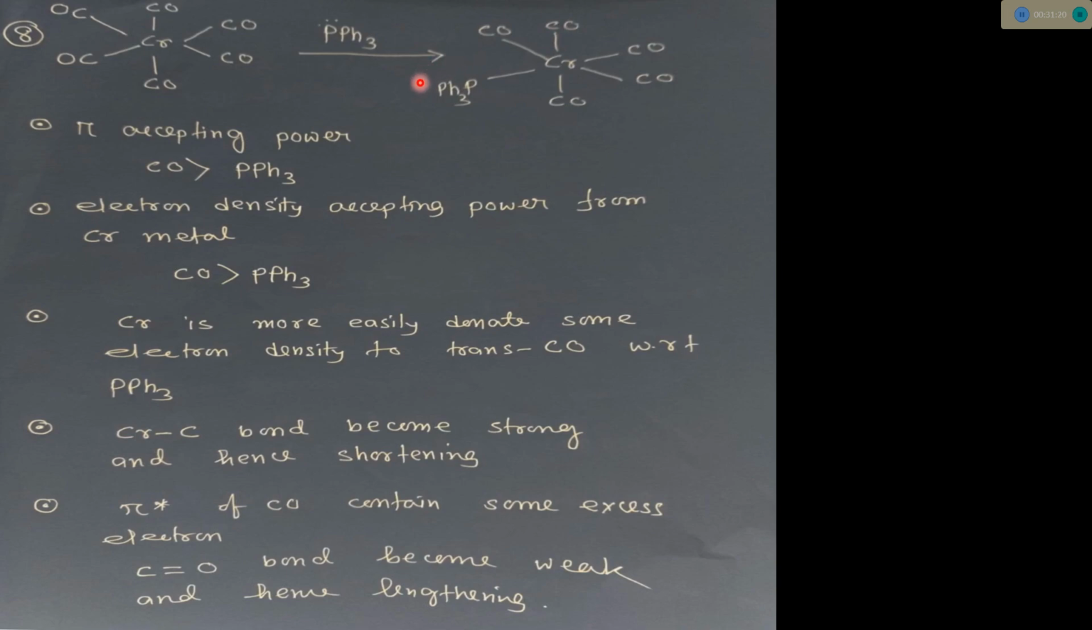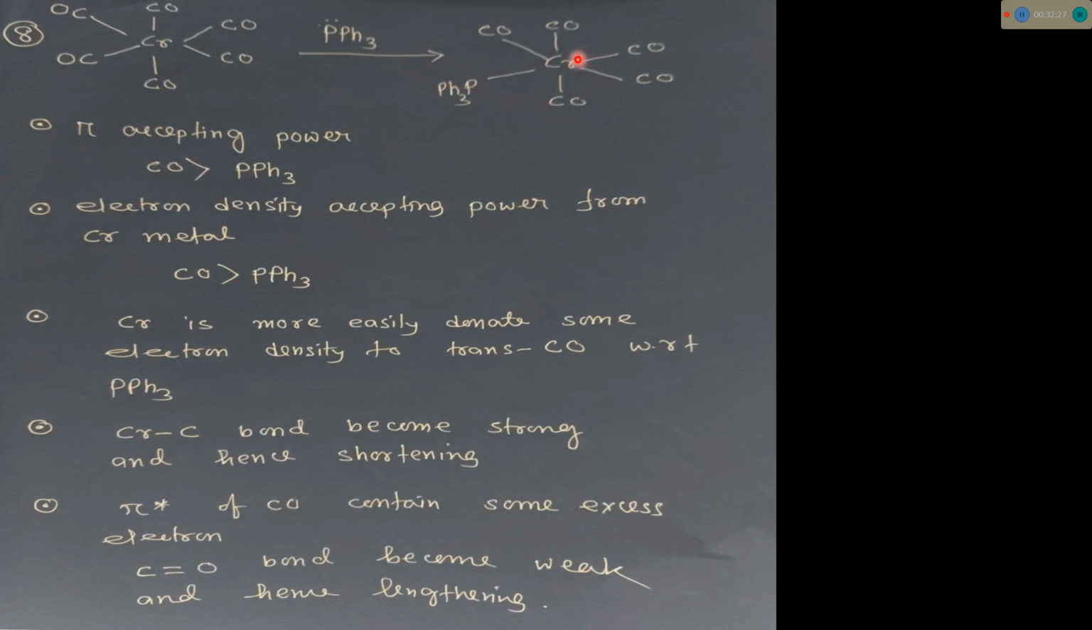If we change this CO by NO plus, then we know NO plus is the most pi accepting ligand, so NO plus will accept more electron than the carbonyl group in the reactant. NO plus accepts more electron from this chromium metal, and that's why the electron donating power of the chromium metal to the trans CO group will be less. That's why this chromium metal cannot donate electron density to the trans CO as compared to the reactant if we use NO plus in place of PPh3.